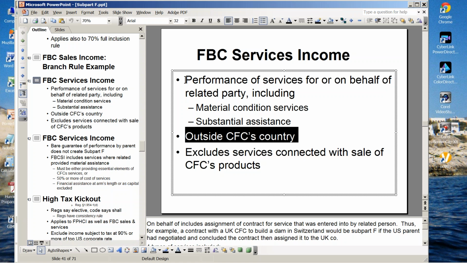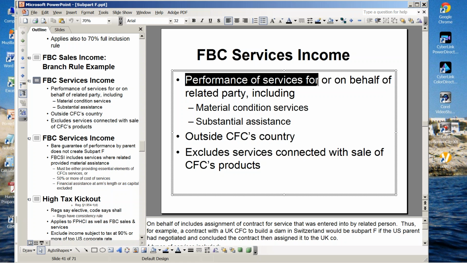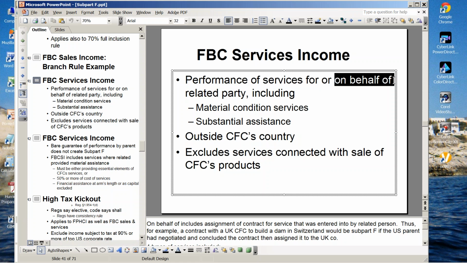If we have a CFC that performs services for a related party, that's really easy to spot. If they're doing it within their own country, then it's not a problem. It's not Subpart F income. But if they're doing it in some other country, then it is Subpart F income. The harder to spot one is the on behalf of a related party. What do we mean on behalf of? Well, quite a few different things, it turns out.